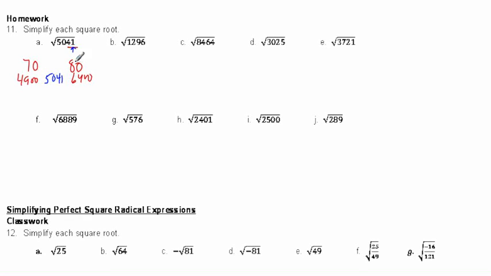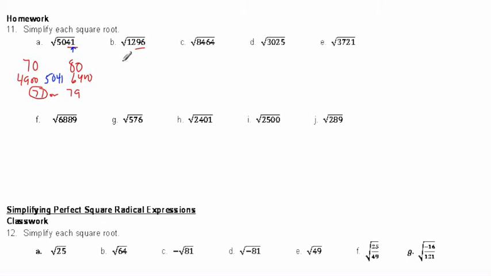So we know our answer between 70 and 80 can either be ending in a 1 or ending in a 9. 5,041 is very close to 4,900. It's 1,400 away here, so it's closer to the 70, which means our answer has to be 71. So you can do this without a calculator. This is what you'll be expected to do on the quiz on Friday.